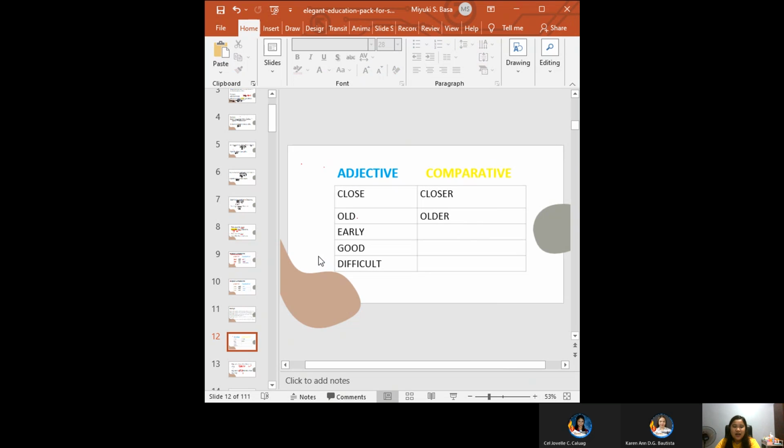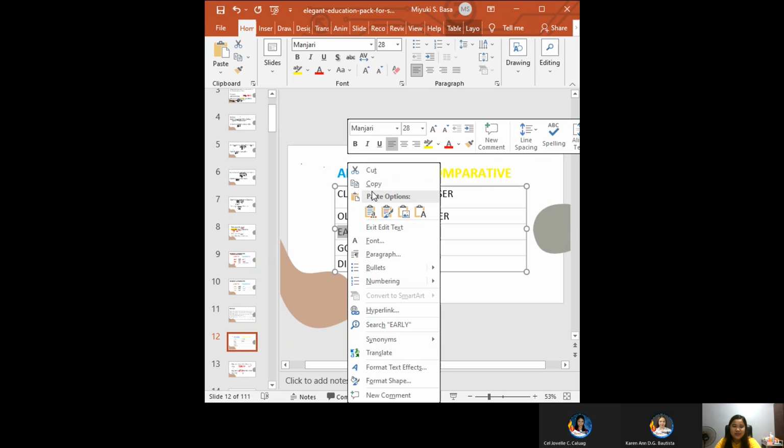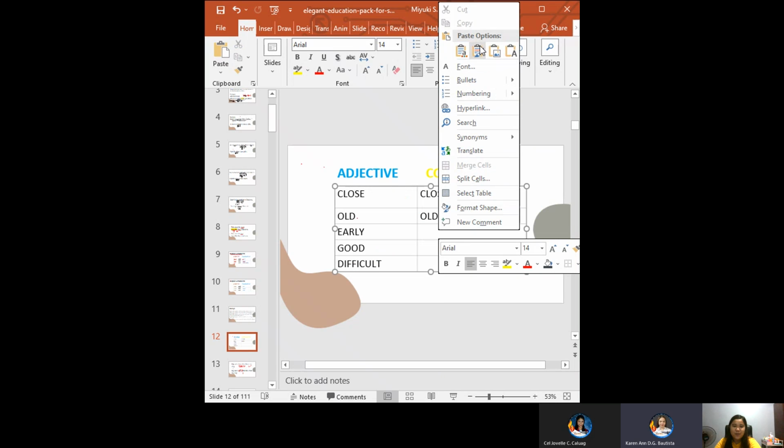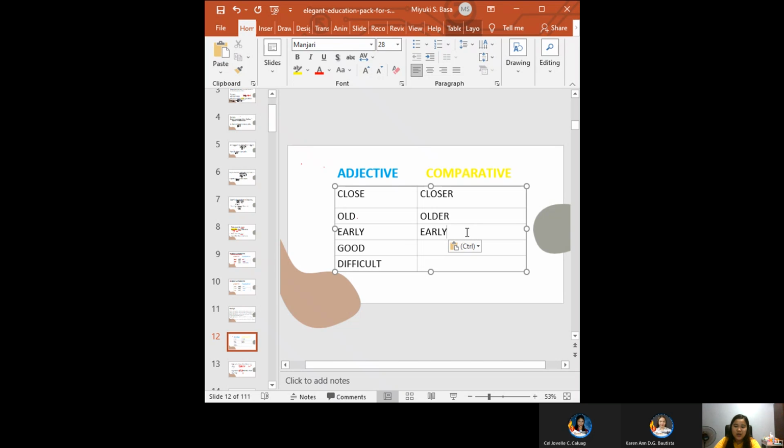For the third one, Miss Bautista again. Hello, Miss Bautista, are you there? I think the comparative word is earlier. Okay, very good. Its comparative adjective is earlier because we will remove the letter y and replace it with the letter i plus the suffix er to make it a comparative adjective. Do you understand, guys? Yes po. Okay.